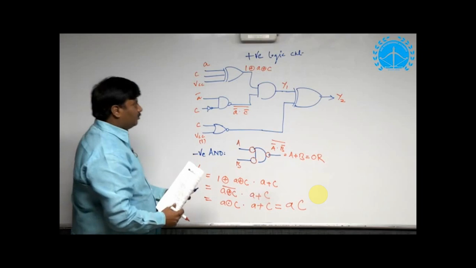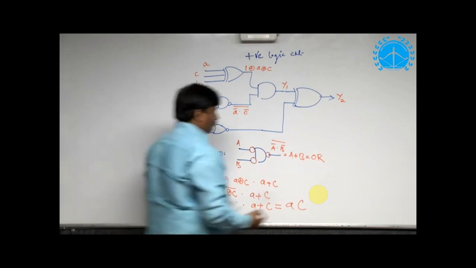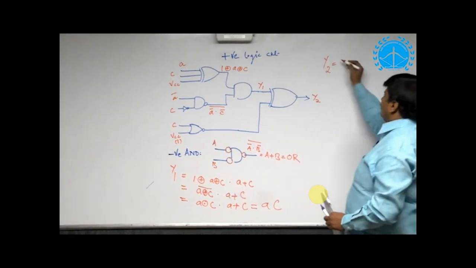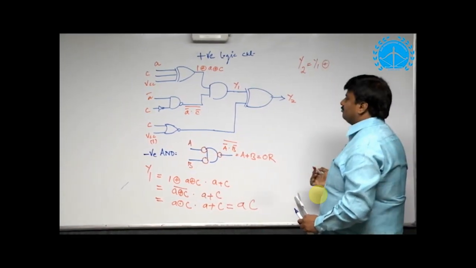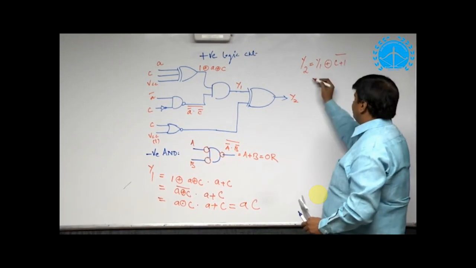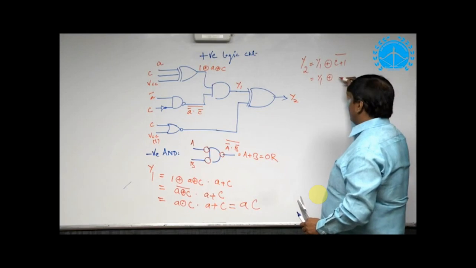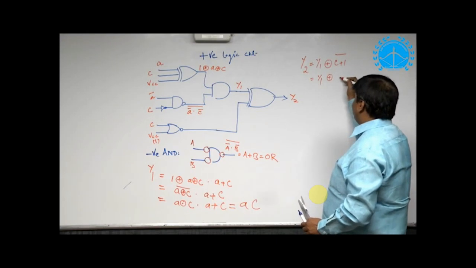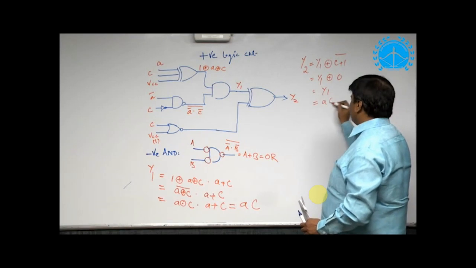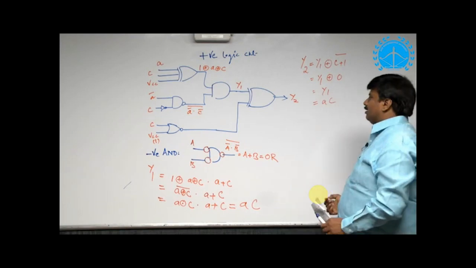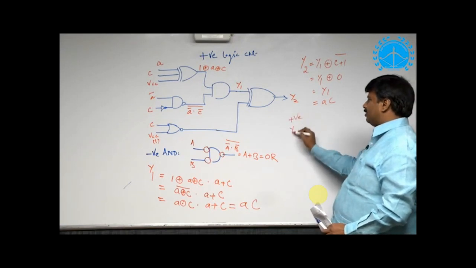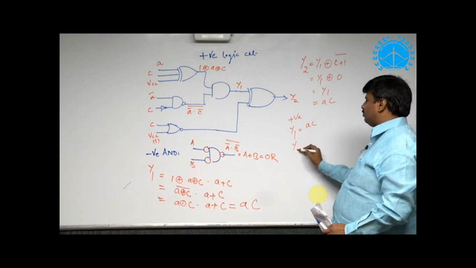If you look into solving Y2, Y2 is equal to Y1 exclusive OR C plus VCC bar. VCC means 1 here. So Y1 exclusive OR, C plus 1 bar is, 1 plus anything is 1, 1 inversion is 0. So it is Y1 as it is, so it is again AC. Right? These are the positive answers, the direct answers. So in positive, we got Y1 as AC and Y2 also as AC.